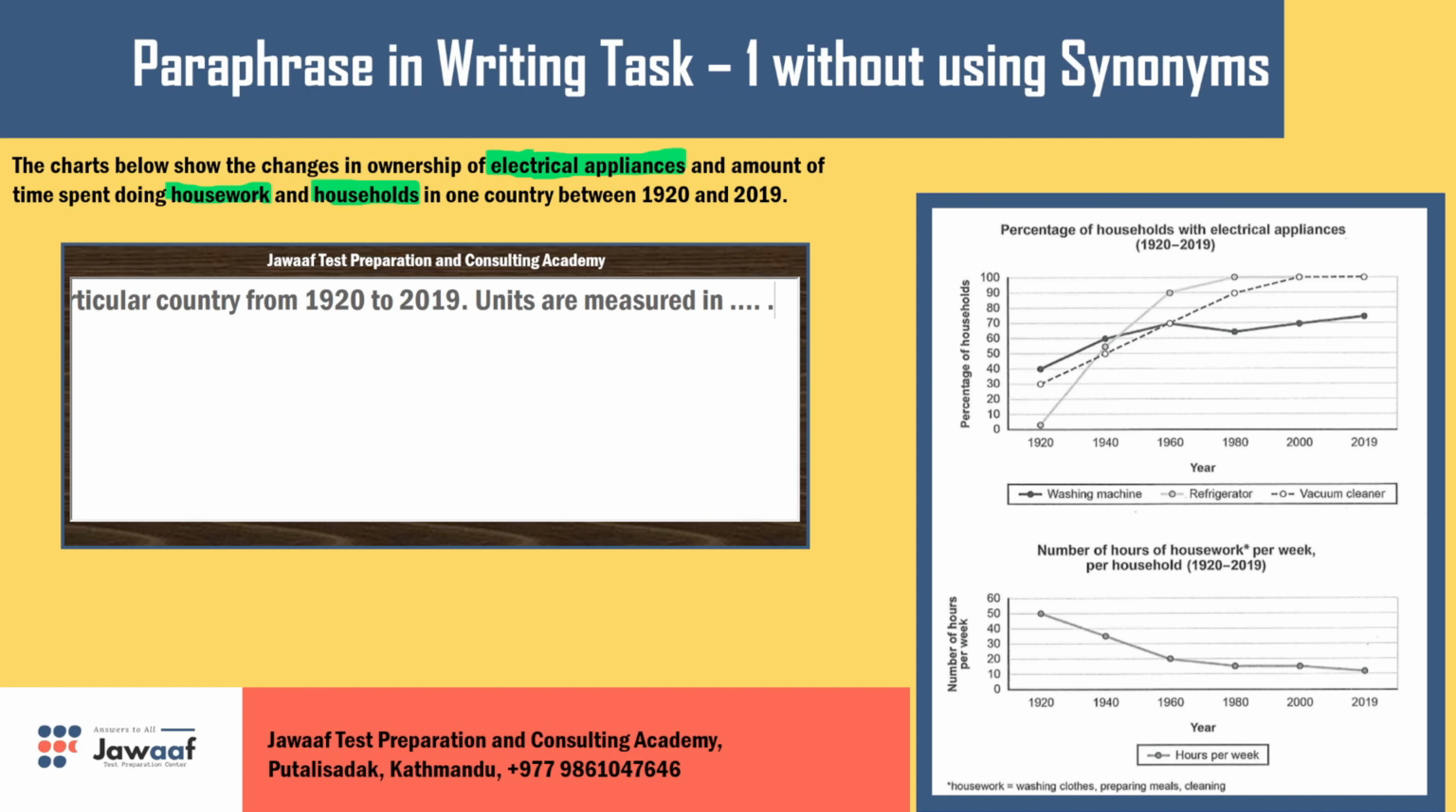Okay, so let's see what did we just write. And here we are, the line graph present how many people owned. We just wanted to change the word ownership and make it a verb, owned, electrical appliances, and the time taken for household chores in a particular country from 1920 to 2019. Units are measured in. See, this is how you paraphrase without changing words.